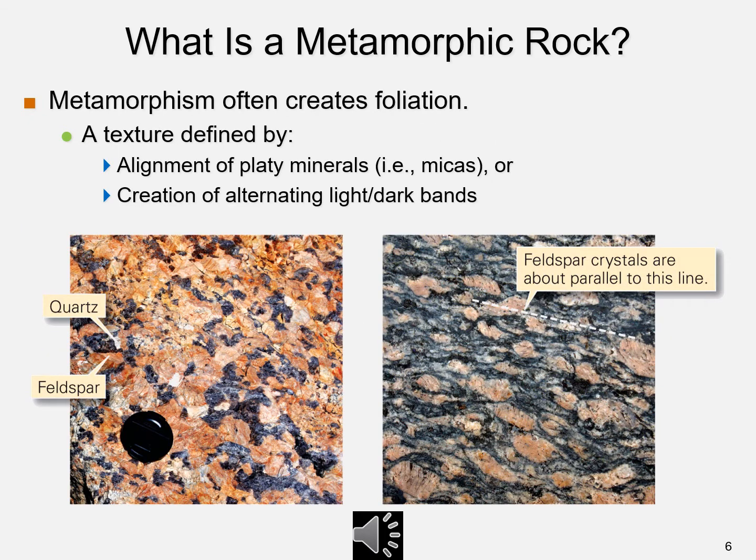Metamorphism often creates foliation, a texture defined by the alignment of platy minerals or by the creation of alternating light and dark bands. On the left, we have a granite protolith, and granite, when it undergoes metamorphism, becomes similar to the image that we see on the right, in which the feldspar crystals are almost parallel to one another.